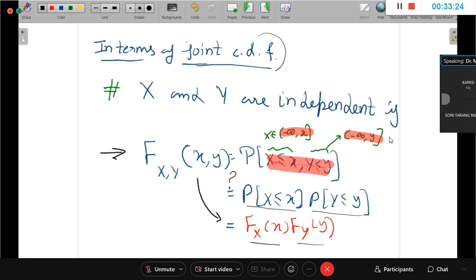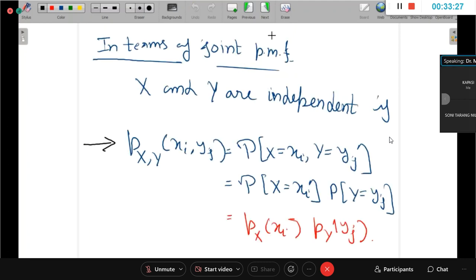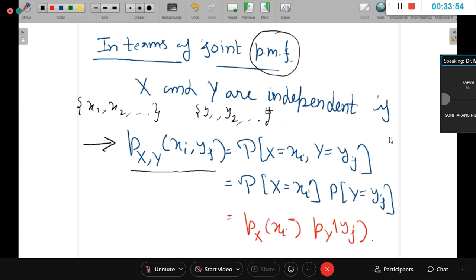Okay. Now this is in terms of joint CDF. In terms of joint PMF, you can talk about the joint PMF. If you follow the definition of joint PMF, you are talking about the discrete case. So xi comma yj, where i and j are from the index set. x and y will take values from the set: x takes values x1, x2, and so on, and y takes values from y1, y2, and so on.